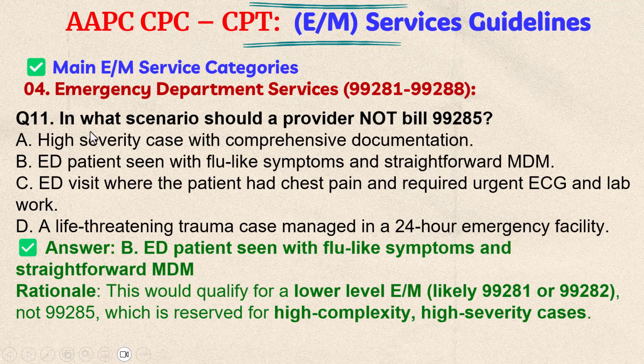The first one, A, is a high severity case with comprehensive documentation, so that is correct. B is an ED patient seen with flu-like symptoms and straightforward MDM. This is not correct because 99285 requires a high level of MDM. This is straightforward, so this is the wrong code. So that is the answer, B. Looking at the other options, C is an ED visit where the patient had chest pain and required urgent ECG and laboratory work, so that is a high level MDM. And D, a life-threatening trauma case managed in a 24-hour emergency facility, is also a high level of MDM.